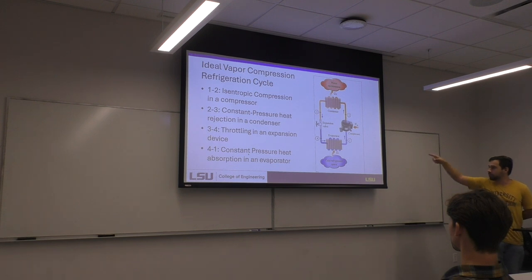Then from point 3 to point 4, we have throttling in an expansion device. As the gas goes through the condenser, it cools into a liquid, and then it goes through the expansion valve and expands back into a gas again. Then from 4 to 1, we have constant pressure heat absorption in an evaporator. This rapidly expanded gas becomes very cold and absorbs heat from the cold refrigerated space, and then the cycle repeats.